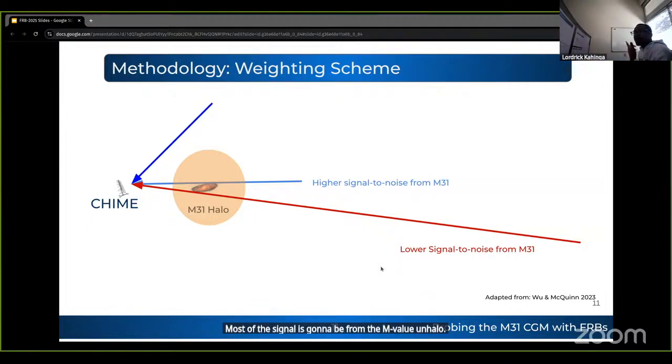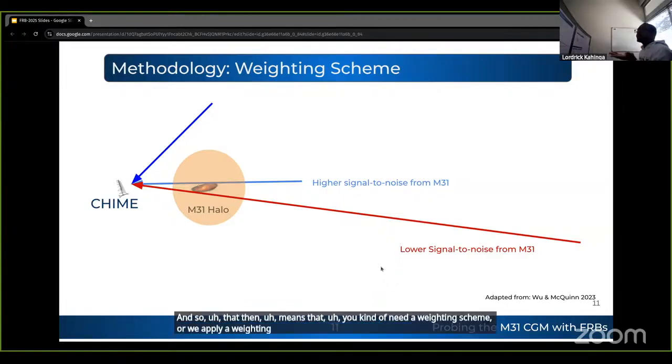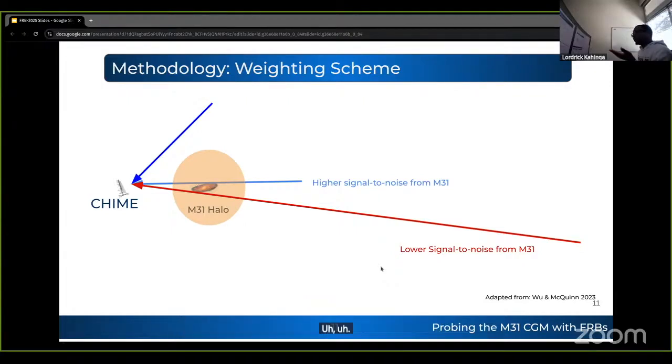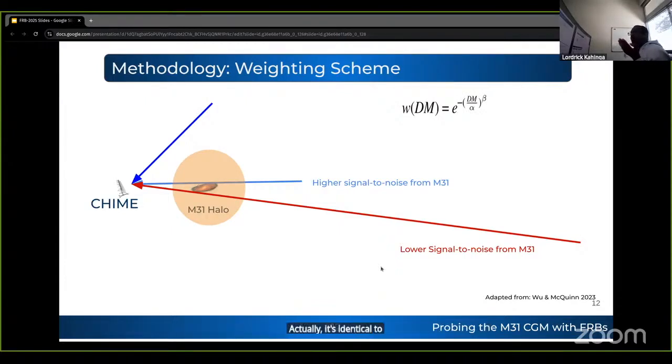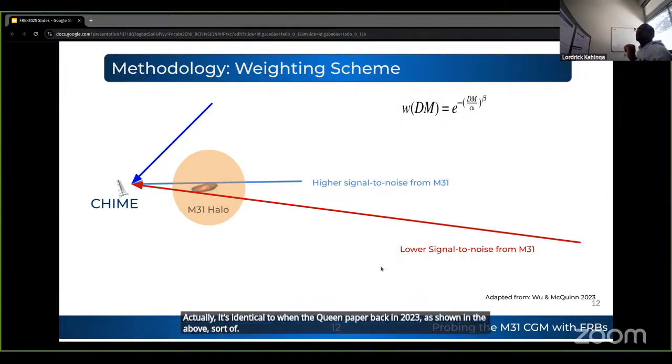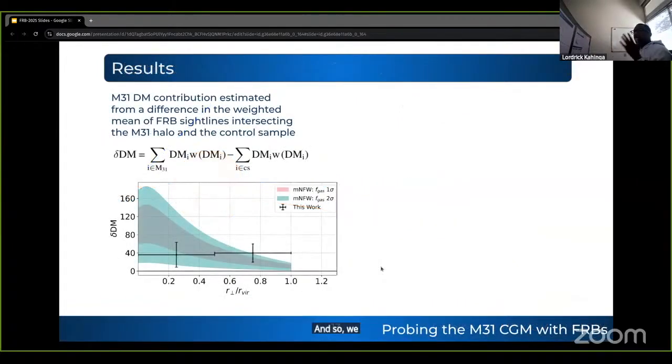That then means that we apply a weighting scheme that upweights the lower DM and gives lower weight to the higher DM FRBs. We adopt a weighting scheme that's very similar to Wu and McQueen. Actually, it's identical to the Wu and McQueen paper back in 2023, as shown in the exponential weighting scheme above. And so we went and did this.